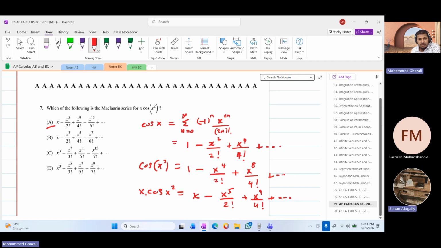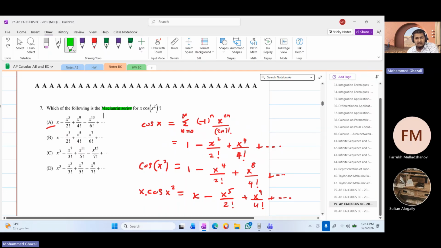For Maclaurin series, you have to remember the general forms, the general expansion for sin x and cos x, and then replace the variables and solve. Nothing was difficult here, right? But Taylor series is still one thing.